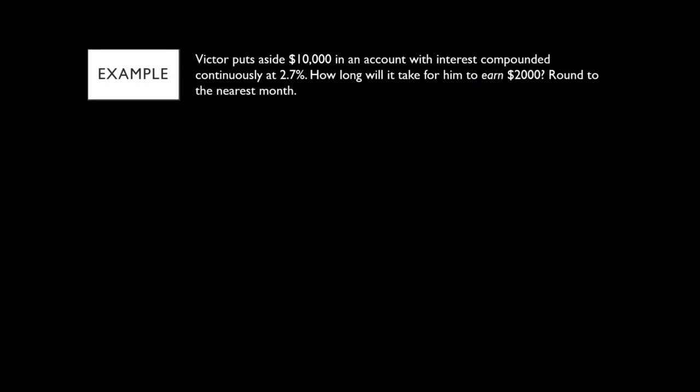Okay. Now this one is a tricky one. Victor puts aside $10,000 in an account with interest compounded continuously, so we're back to e, at 2.7%. How long will it take him to earn $2,000? So when it says earn $2,000, that means how long will it take to become $12,000? Because if you're earning $2,000, you have added $2,000 on top of your original amount.